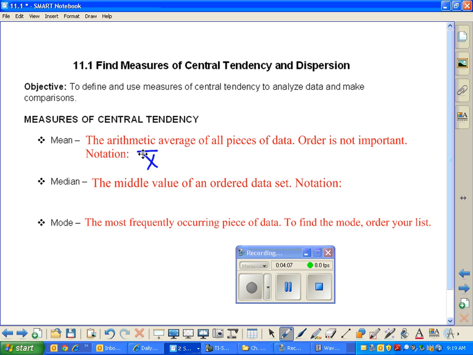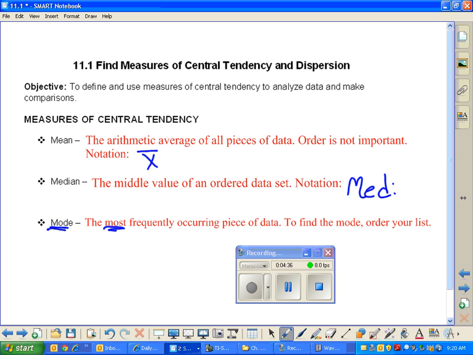Your calculator, again, will be the major tool we use today to go over median, and your calculator will spit that out for you as MED. That's the calculator's abbreviation for median. And I always think mode has that long O sound, mode, and most frequently occurring piece of data. So the mode is the most frequently occurring piece of data.